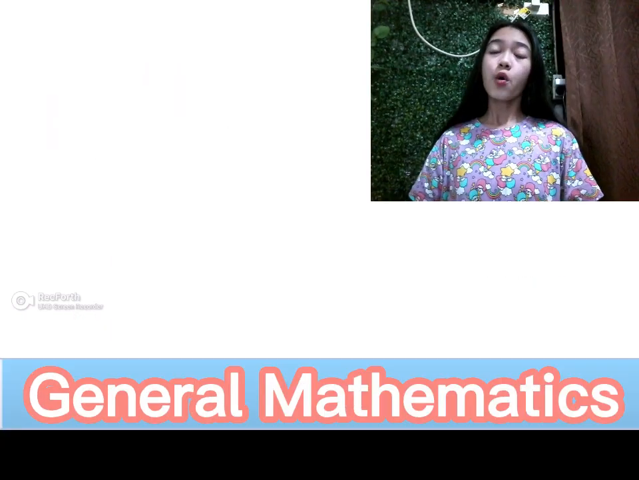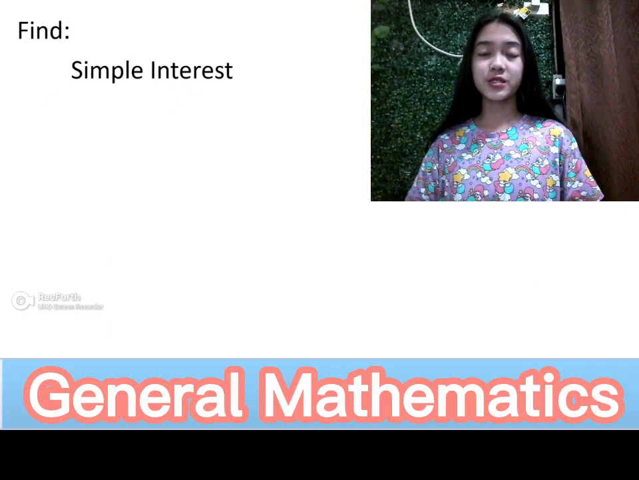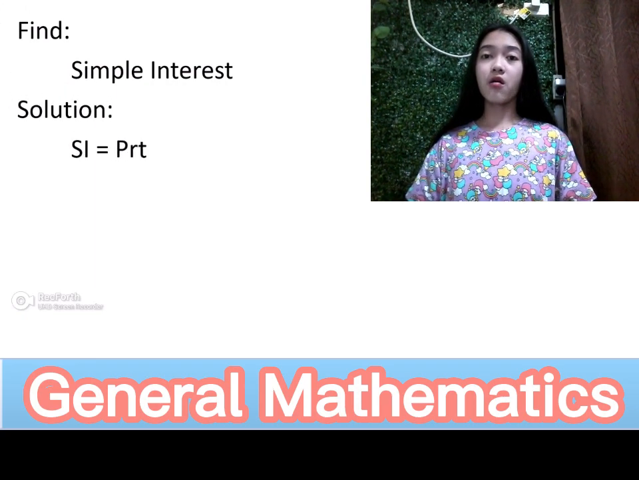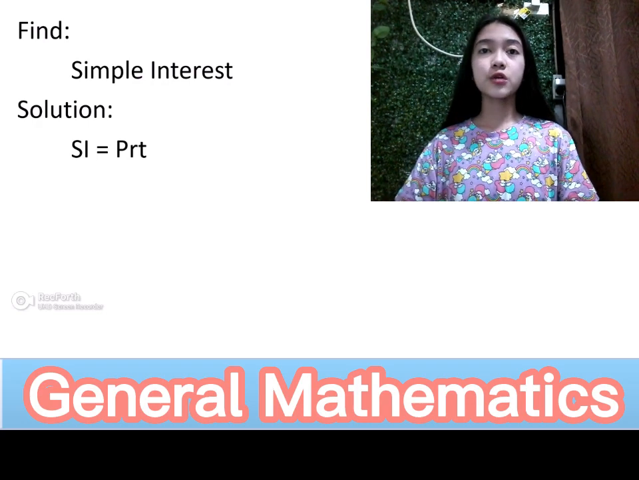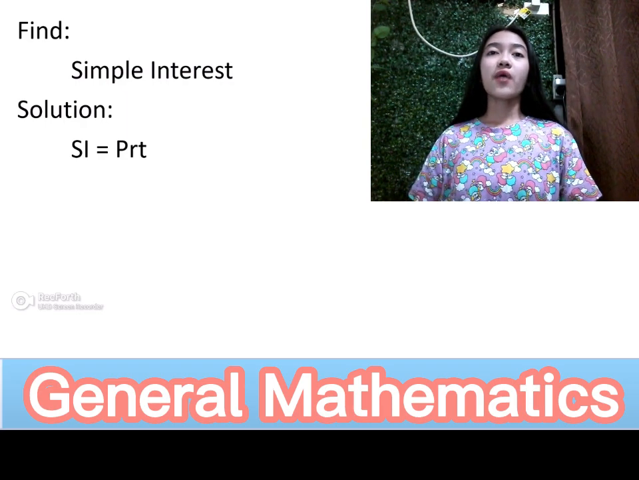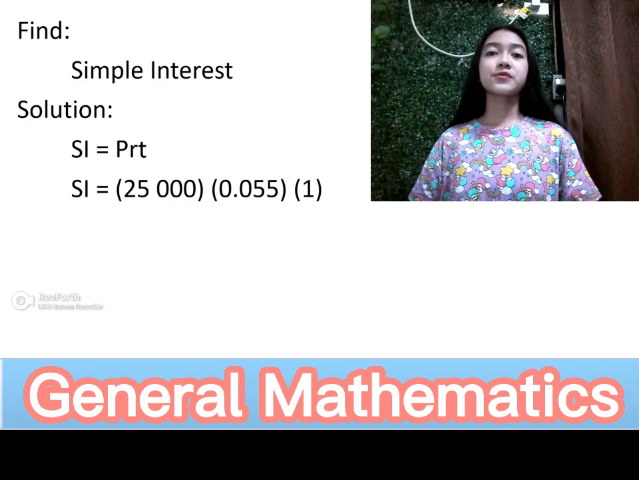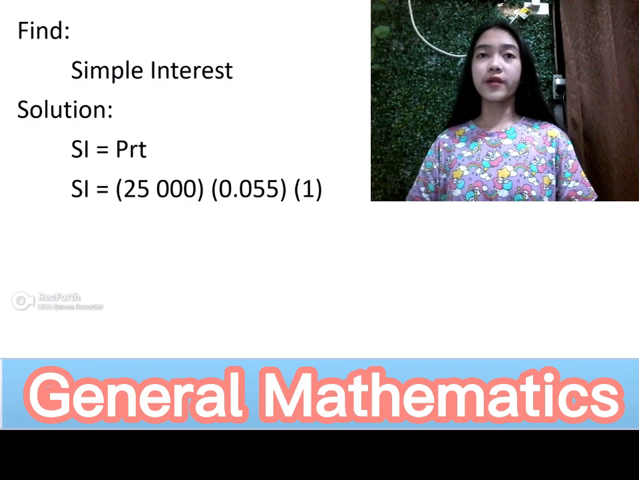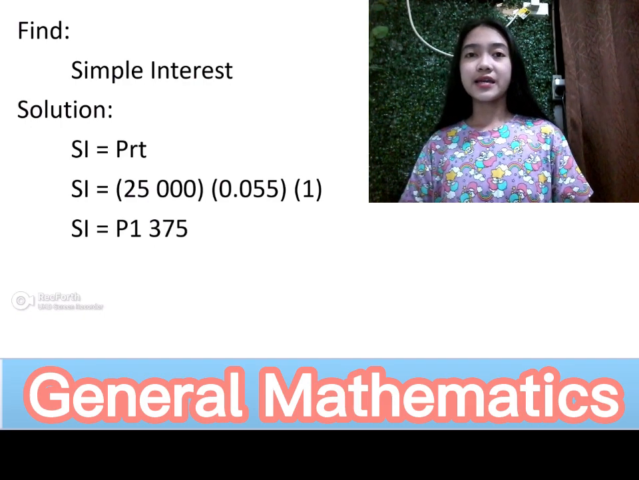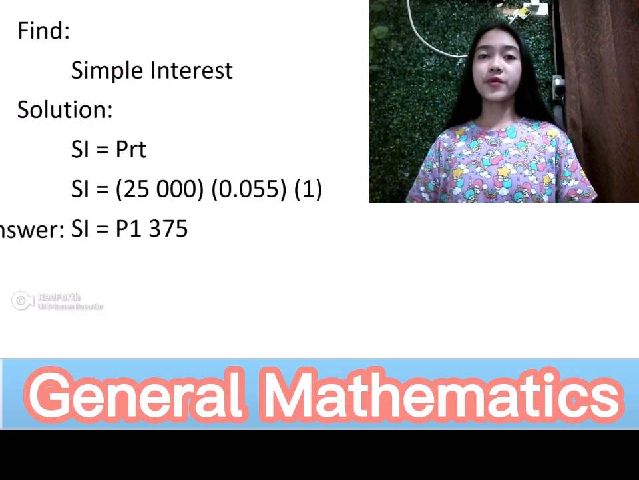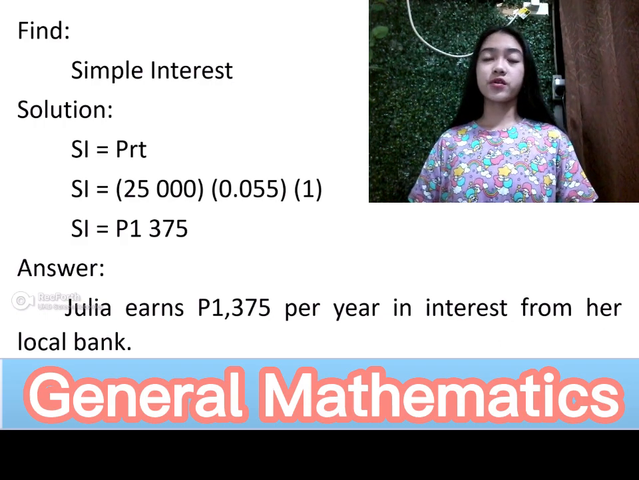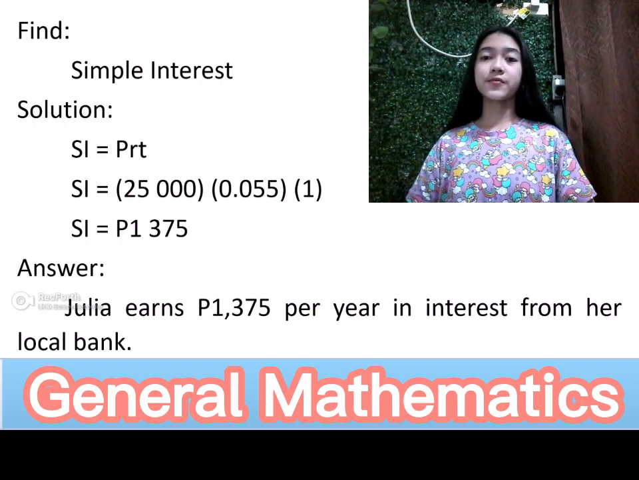In doing the solution, we'll have to write the formula first. The formula for simple interest is SI = PRT, or simple interest is equal to principal times rate times time. And that will be simple interest = 25,000 times 0.055 times 1, and that will be equal to 1,375. And the answer to problem number 3 will be: Julia earns 1,375 per year in interest from her local bank.